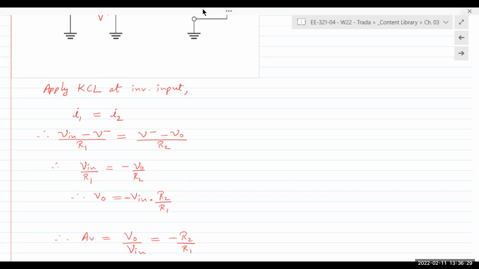You can also solve this by applying KVL. So if you solve this by KVL, let's write it down and then I'll talk about it. Again, it does not matter which analysis technique you take, the end result will be the same. Actually, let me write it on the side.